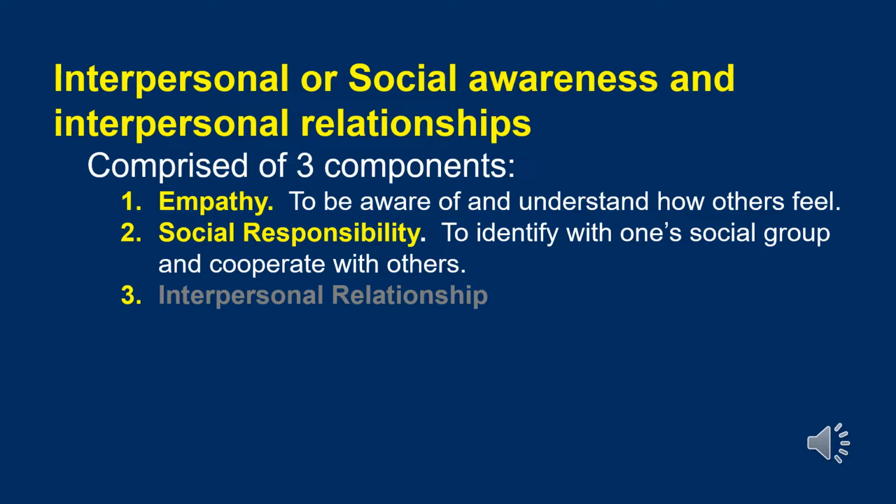Interpersonal, or social awareness and interpersonal relationships, is comprised of three components. The first is empathy. Empathy means to be aware of and understand how others feel, to be willing to celebrate when they celebrate, or to get down in the trenches when they're struggling. The second is social responsibility, to identify with one's social group and cooperate with others. It's the ability to work with others, work together, be part of a team or part of an organization. The last one, interpersonal relationship, will be covered next week.